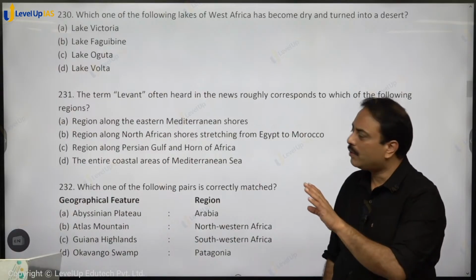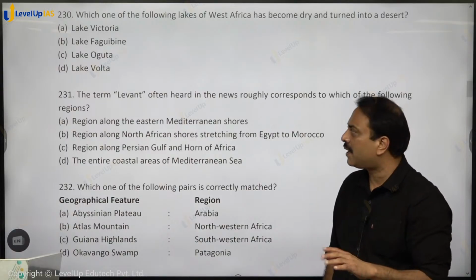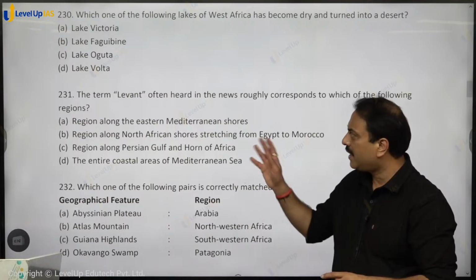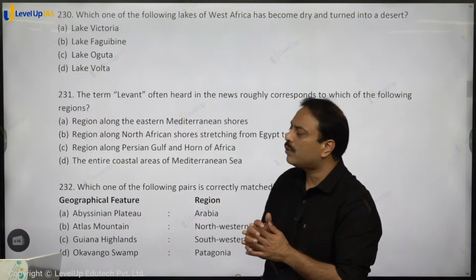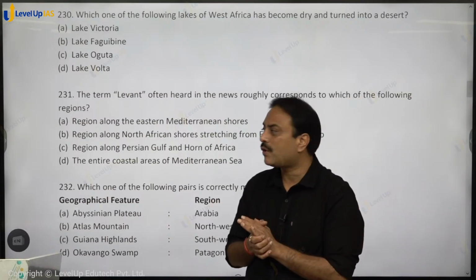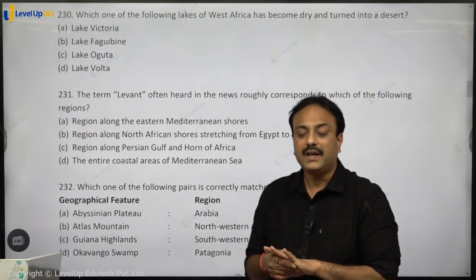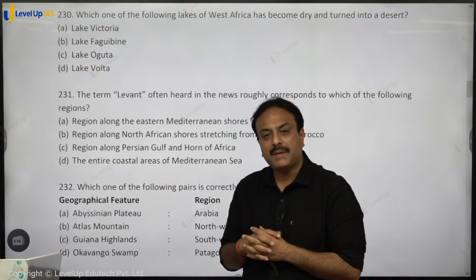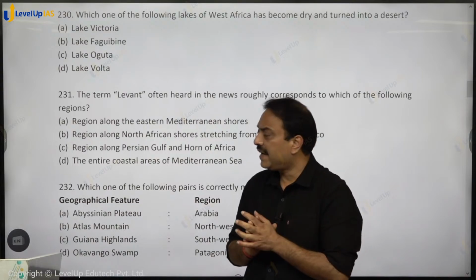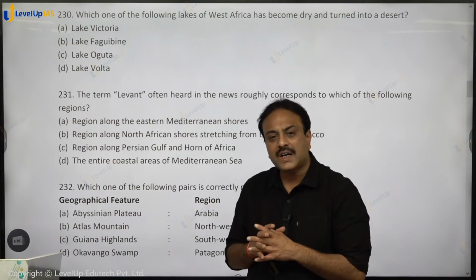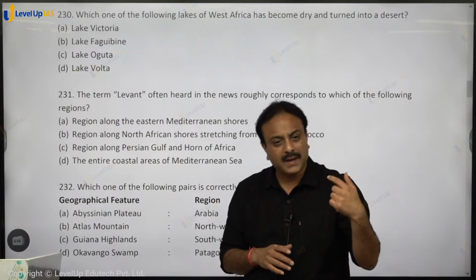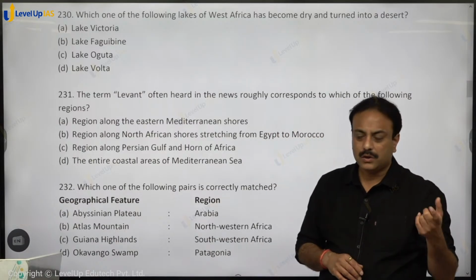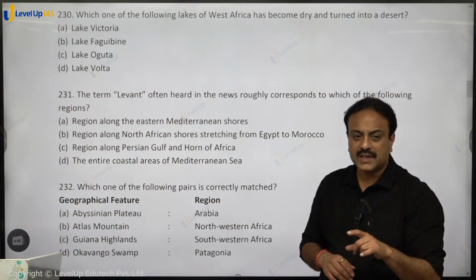So the government over there, along with the world organization, is planning to reclaim this particular region, that is Lake Faguibine. Where is Lake Oguta located? In Nigeria. It is a lake fed by a river. Lake Volta is in Ghana. It is fed by the river Volta only. So Lake Volta is in Ghana, Lake Oguta is in Nigeria.